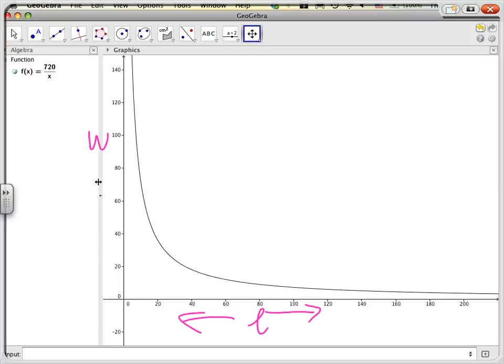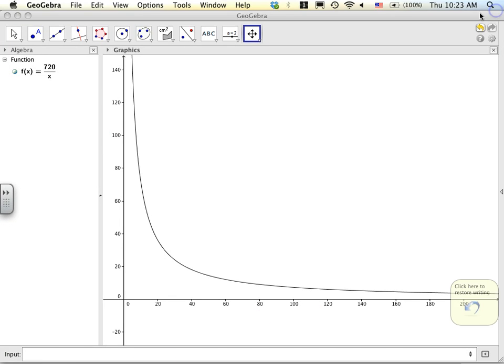So for all inverse variation graphs, that's what you expect to see. Something increases, the other one has to decrease. If one decreases, the other one has to increase. It's an opposite relationship. That's what I want you to understand from this. All right, with that in mind, let's take a look at another problem and see if we can figure this out.